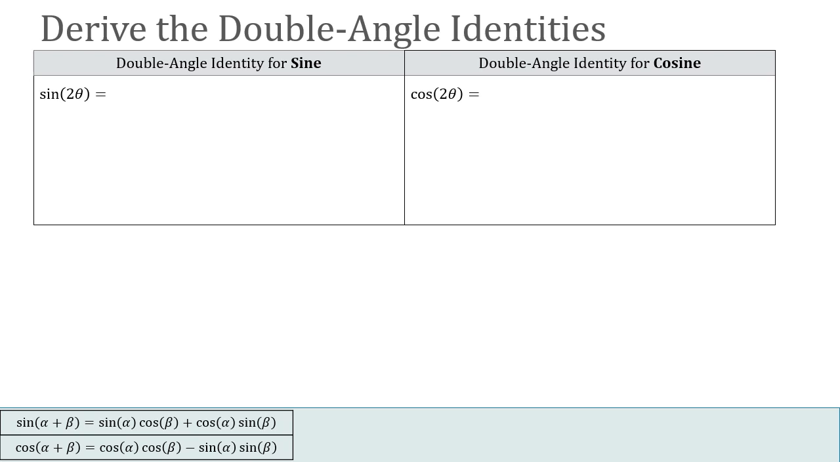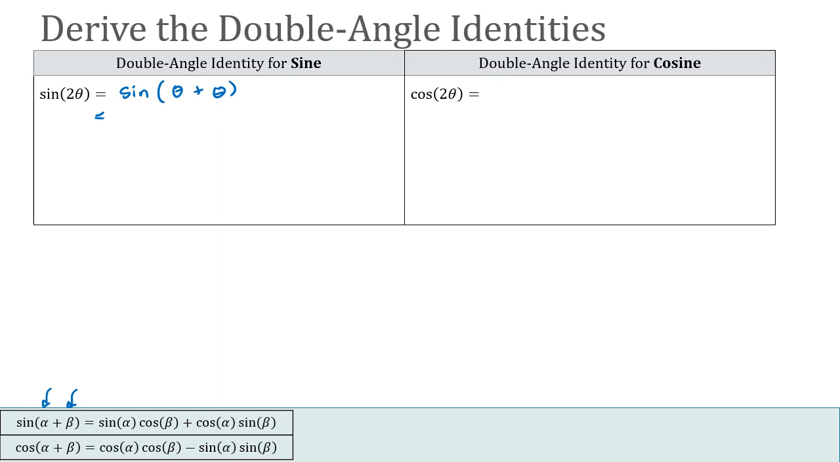So for the sine, the double angle identity for sine, the sine of double some angle, in this case theta, so the sine of 2 theta, we could rewrite as the sine of theta plus theta. That's what 2 times theta means. It means just adding theta to itself. So that puts this in the form of the sine of some angle plus some other angle. In this situation, the angles happen to be the same, but I can still use it.